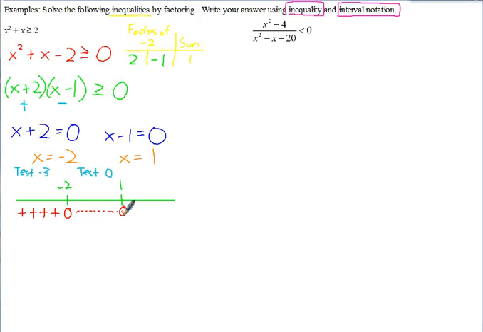Finally, let's test something greater than 1 over here on the number line. So let's say we test 2. If you test 2, 2 plus 2 is positive. 2 minus 1 is positive. A positive times a positive is positive.